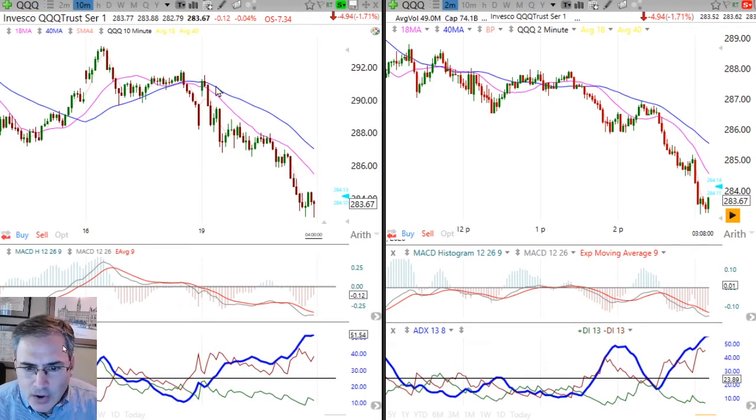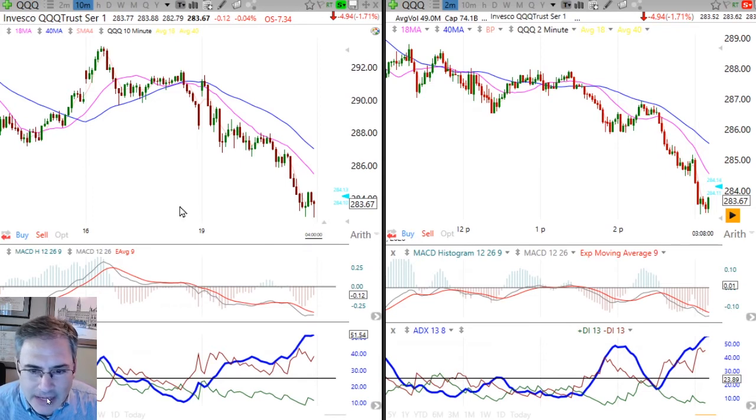And then from a bigger picture standpoint, the higher time frame should focus a little bit more on the ADX and probably the moving average environment. And then when I go to the lower time frame, I'm probably less worried about the ADX, and I'm more concerned with the MACD on the lower time frame. So that's how I sort of look at it.